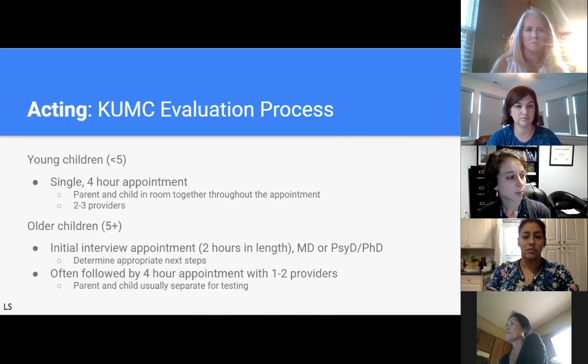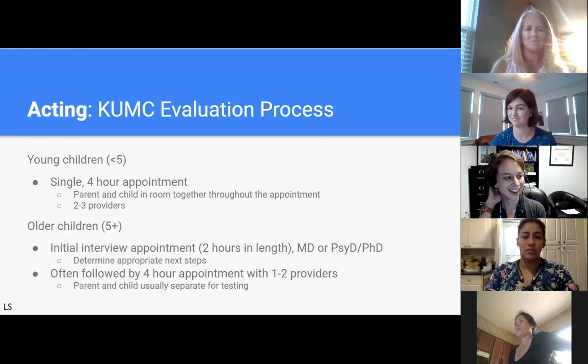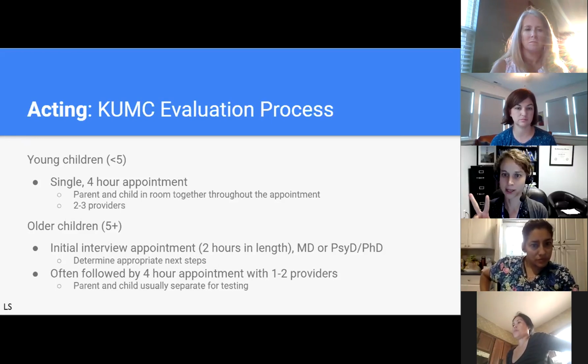So at KU, our process is a little bit different based on age, and that's pretty common at other autism evaluation centers as well. Our process for young children is that we see individuals for a single 4-hour appointment. During that appointment, we keep the parents and kids together in the same room the whole time. A lot of times parents are anxious about that, or their kids might be anxious because of separation anxiety. But that's why we keep parents and kids together, because we don't want to assess separation anxiety. We usually have 2 to 3 providers at that appointment: psychology, speech and language, as well as developmental medicine.